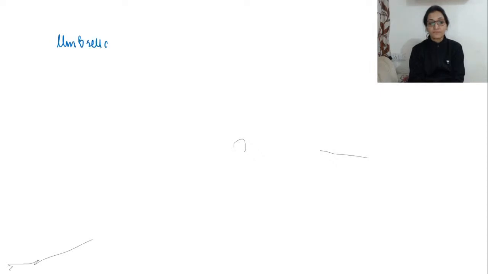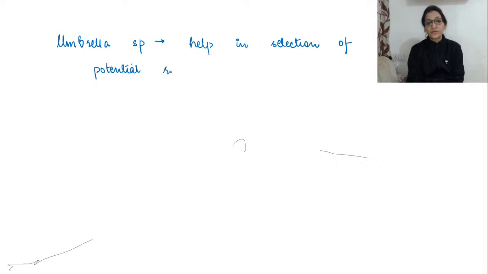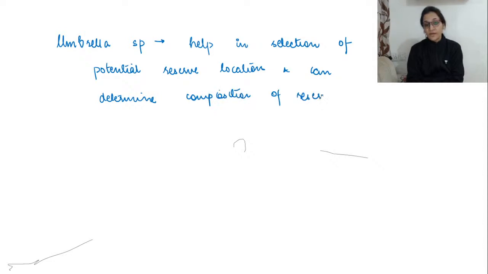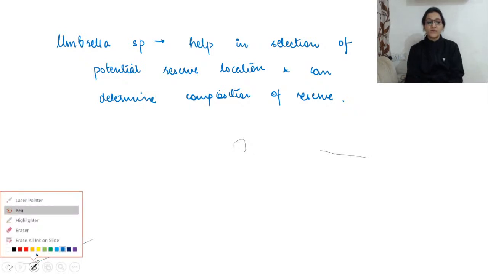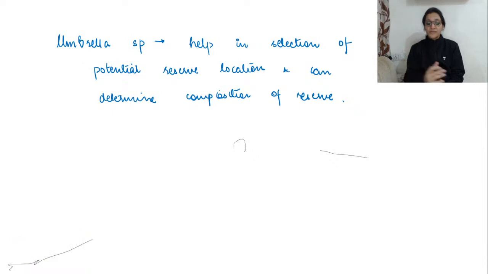So umbrella species help in selection of potential reserve locations, and can determine composition of reserve. That is, if we are going to make a certain area a reserve area, what all species should be there, so that it can act as a complete unit, so that not even a single species becomes extinct. Umbrella species have a large area requirement, for which the conservation of the species extends protection to the other species sharing the same habitat.